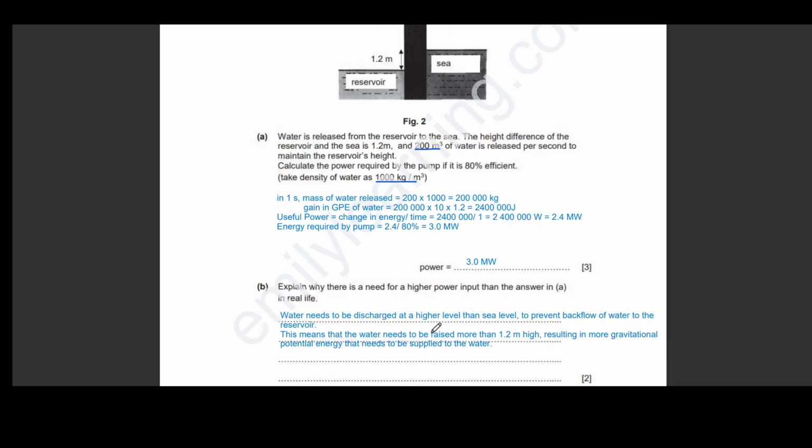So this means that the water needs to be raised more than 1.2 meter high, resulting in more gravitational potential energy that needs to be supplied to the water. In other words, the pump should supply water slightly higher, so that the seawater won't get in and flow back. So I need to pump from here all the way to here. Because I'm going to pump it out from slightly above, instead of 1.2 meters, it is more than 1.2 meters above the reservoir. So it needs to supply more gravitational potential energy. So that is the answer for part B.